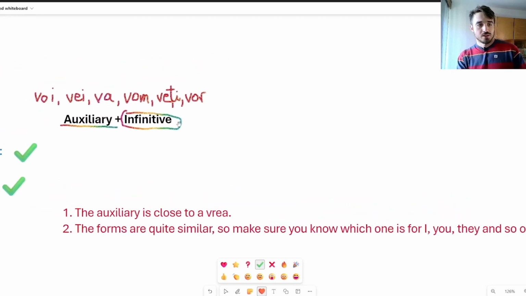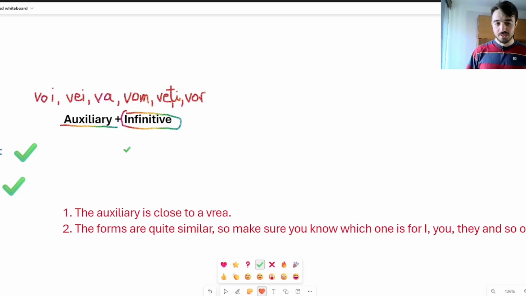So as you can see up here, the auxiliary is very close to a vrea. In present tense, a vrea is eu vreau, tu vrei, el vrea, noi vrem, voi vreți, ei, ele vor. So careful with that, in the same way you are careful with, as I said earlier, the perfect compus, because that uses a variation of to have.